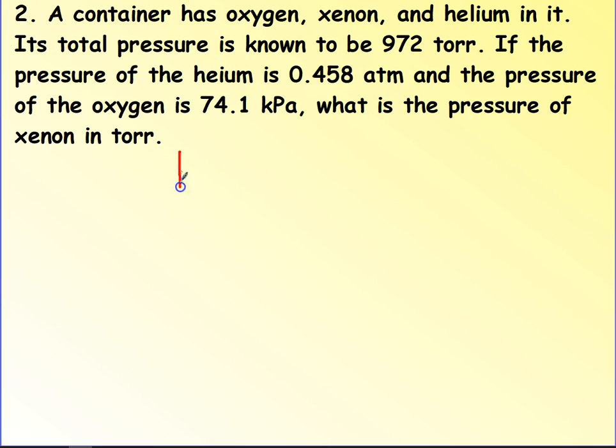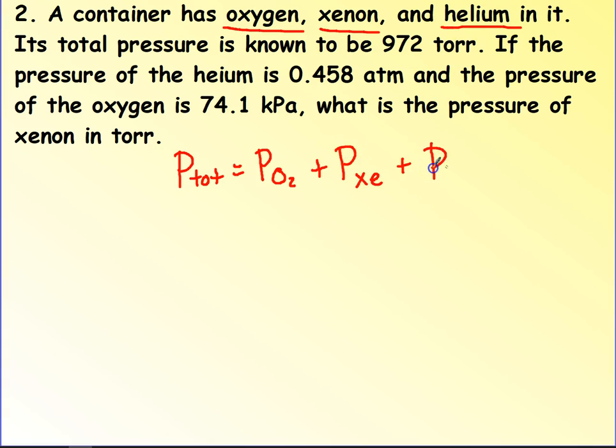Okay, so same thing, P total, but this time instead of saying P1, I'm just going to say P of oxygen, which is O2, plus xenon, which is pressure Xe, plus helium, which is pressure He. So now I have everything. They want to know what is the pressure of xenon in torr.